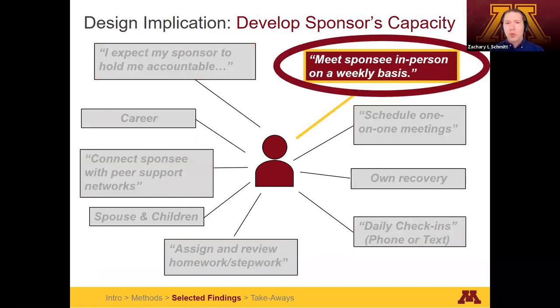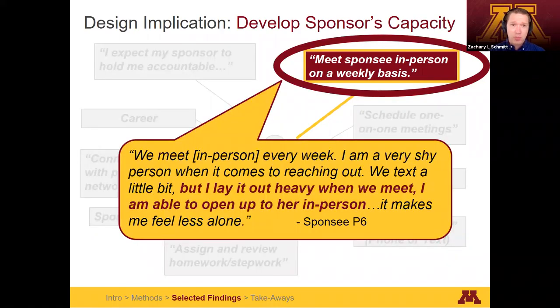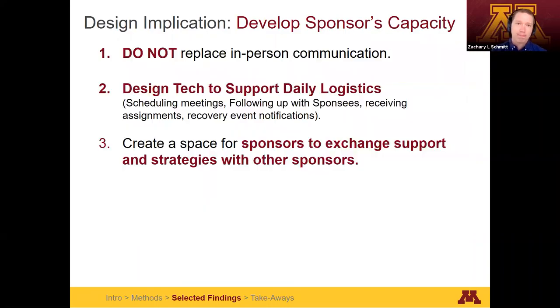However, participants were not on board with using technology to augment all of a sponsor's duties. Participants spoke at length about the importance of physically meeting in person at least once per week, and were strongly opposed to replacing that meeting and that in-person connection with any form of communication technology such as video chat. Thus, we strongly recommend that technology focus on easing the burden of daily sponsorship logistics without replacing in-person connection.